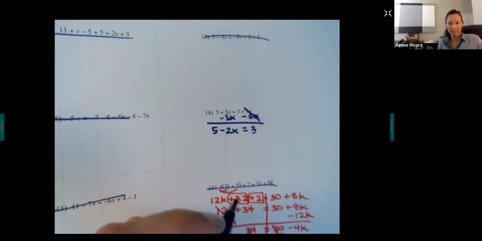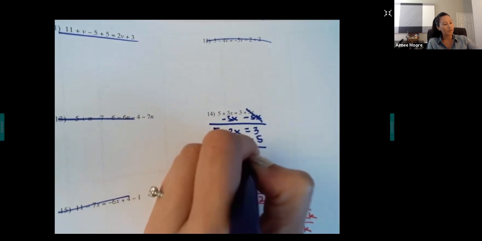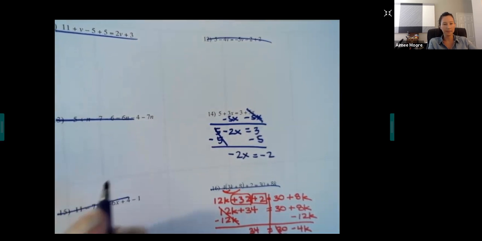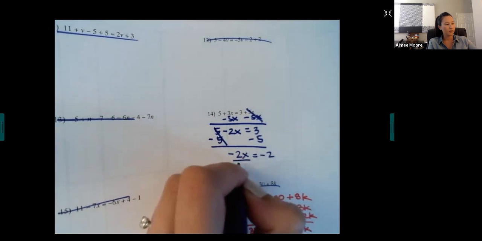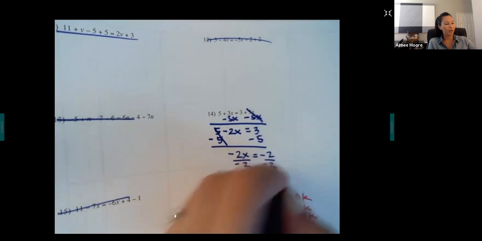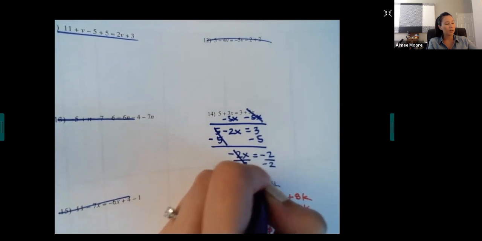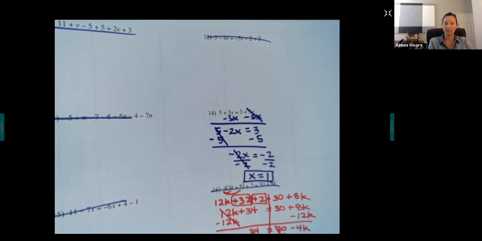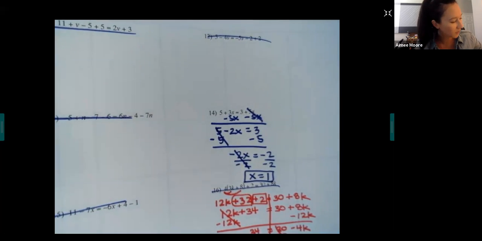Questions on that first step? So then we would subtract 5 from both sides. -2x equals 3 minus 5, which is -2. We divide both sides by -2. And so x equals 1. I think I got it. Awesome. You guys know how to solve equations really well.